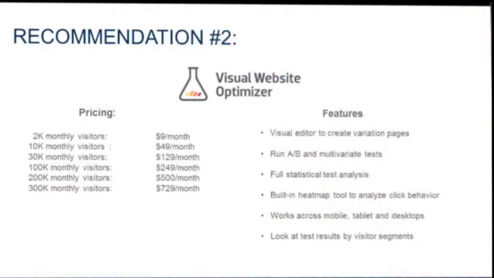Recommendation number 2 is Visual Website Optimizer. It's very, very similar to Optimizely. The only issues I have found is that the advanced segmentation features aren't quite as robust. And I found that customer service isn't as good. And I think probably the reason for that is they're based out of the US, so there's a time difference. So I have found that getting support has been sometimes problematic. But otherwise, it's very, very similar to Optimizely.